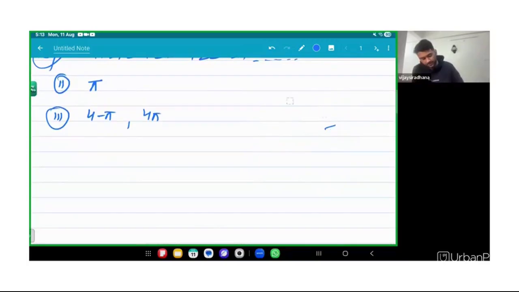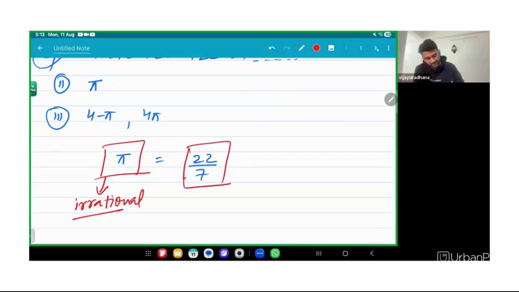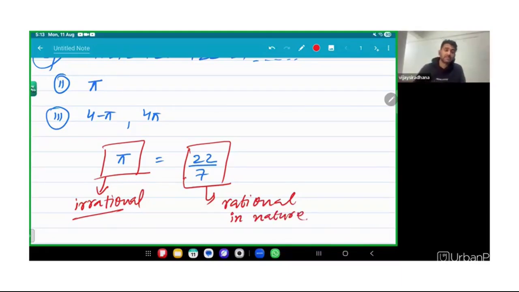So over here, if pi is equal to 22 by 7, then pi is irrational in nature, but 22 by 7 is rational in nature.